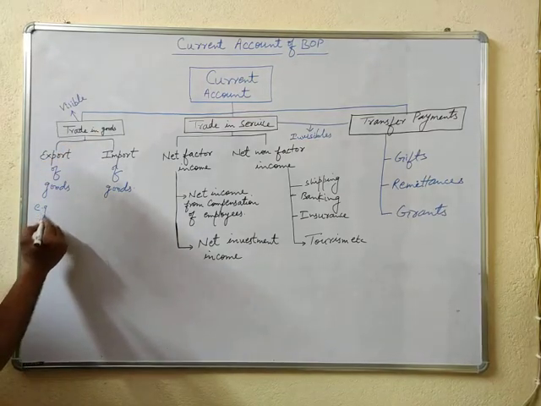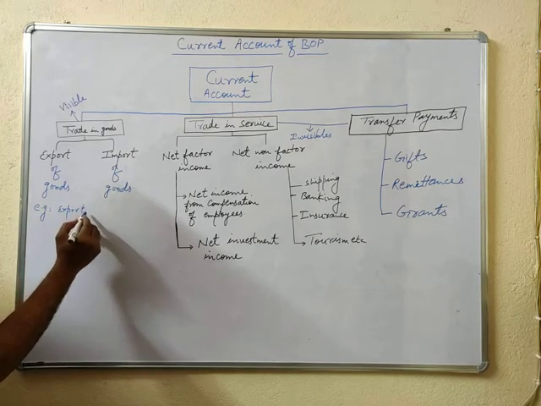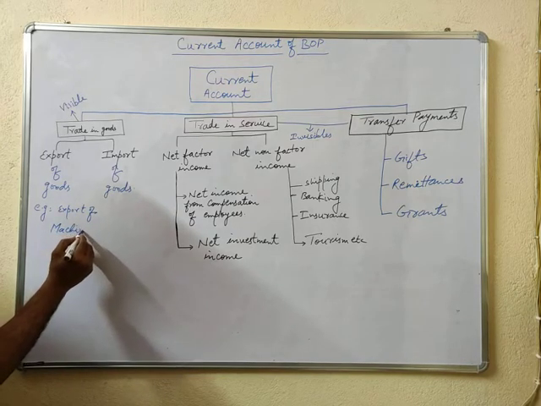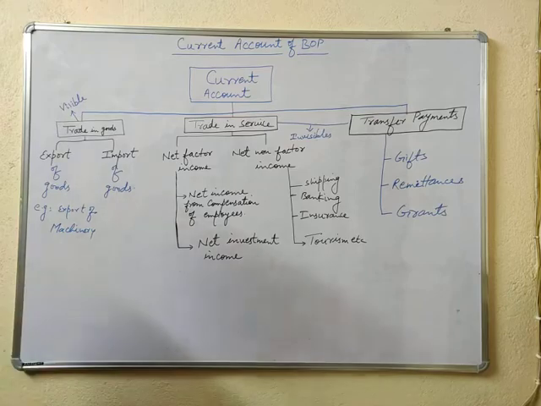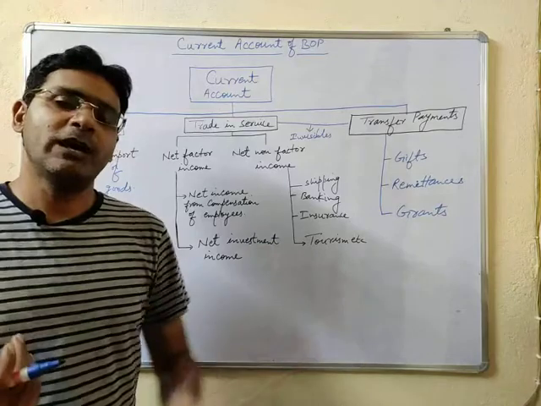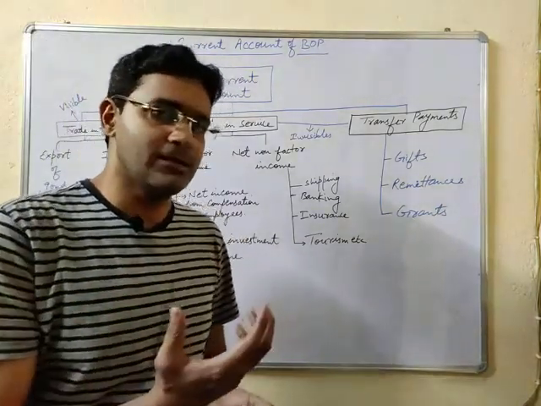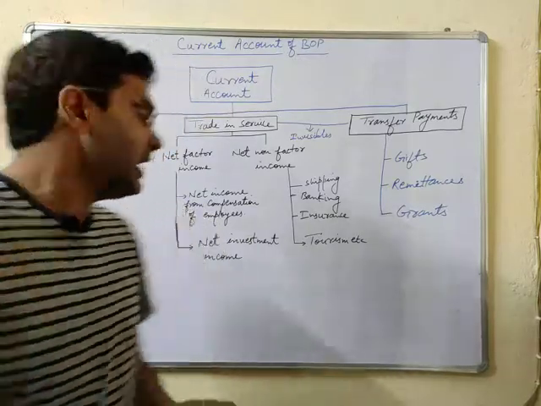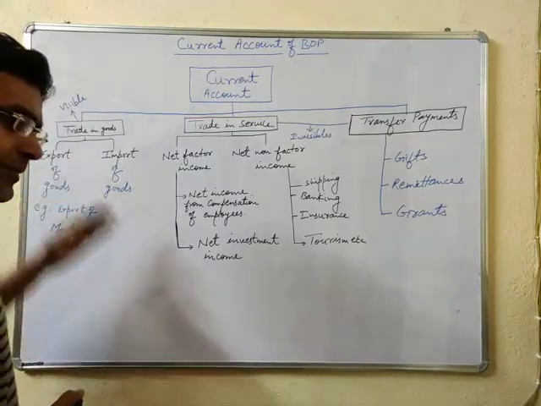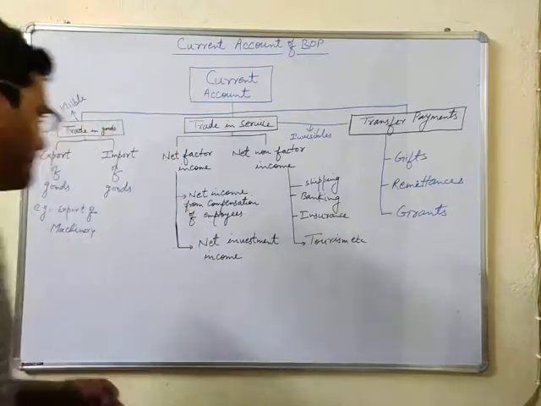Like for example, the export of machinery. Now what will happen if we export our machinery to any foreign country? It means we will receive the payments in terms of foreign exchange, and there will be an inflow of foreign exchange. So it will be entered on the credit side with a positive sign.